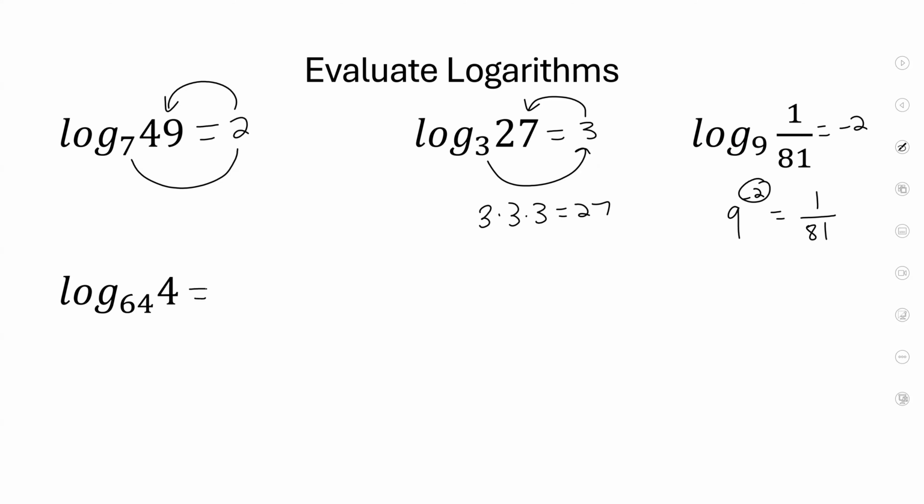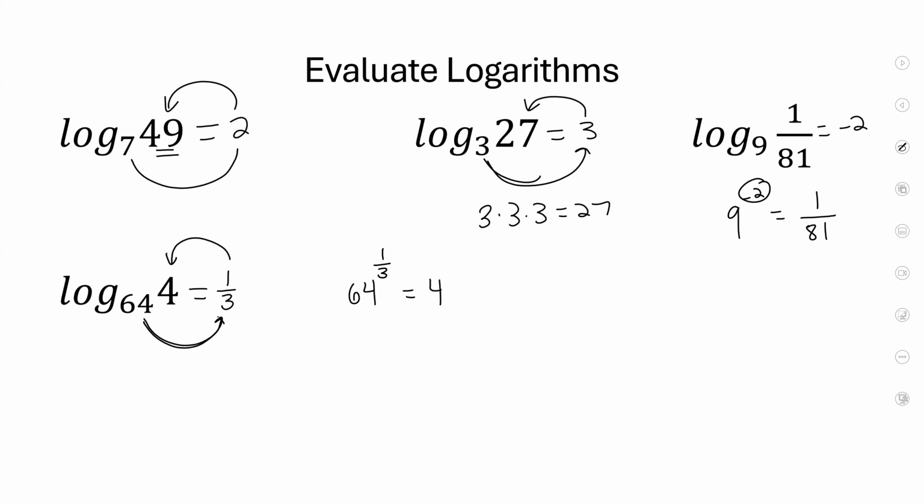This one's a little bit complicated. Notice I didn't get bigger. Normally when you raise something to a power, it gets bigger, right? All of these got bigger. However, here it's a little bit different. The answer here is 1/3, and I'll show you why. 64 to the power of 1/3 gives you 4.